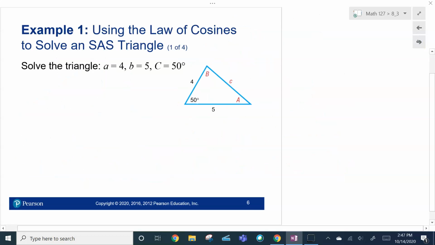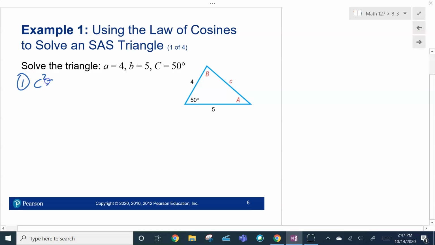Now, the other thing you want to keep in mind, especially when you're doing side-side-side, is you want to solve for the largest angle first, if possible. In this case, it's not possible because I have an angle given, but if possible, do that. We'll talk more about that as we go on. But here we go. Let's start out here.